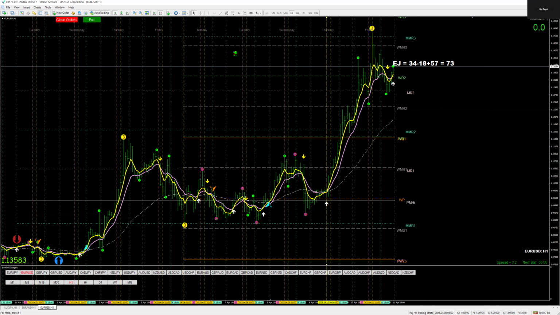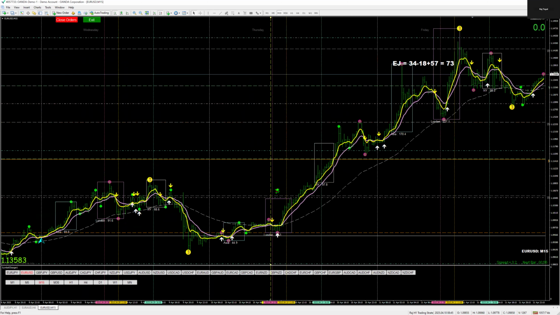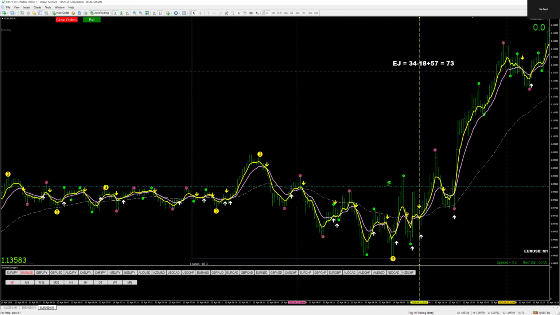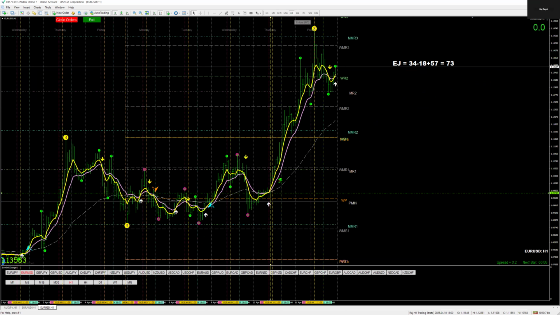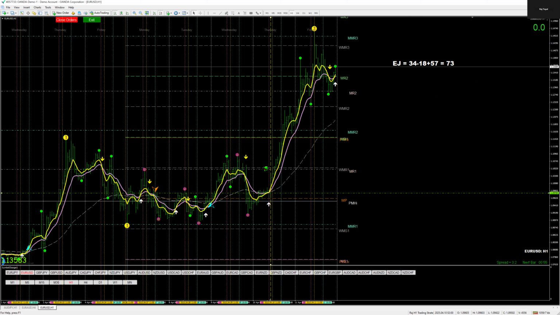And let's see. Let's refine it further. 15-minute fresh cross. 5-minute fresh cross. 1 minute fresh cross. And there's our entry. It's a 1 hour trade. And we go to end of day, which is somewhere here. That gives us 230 pips. Let's see.